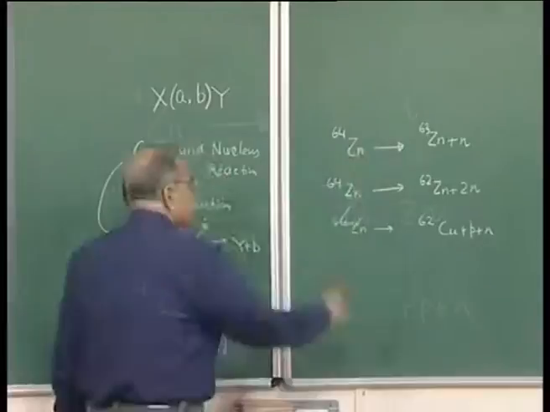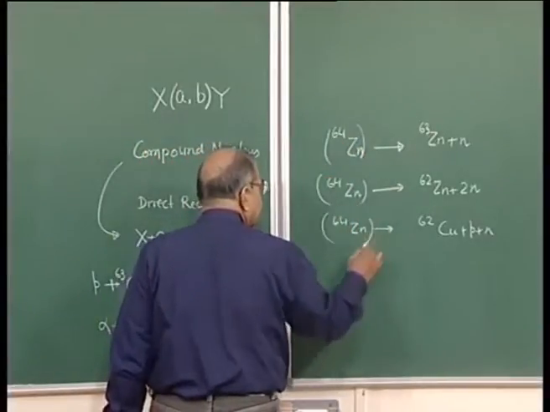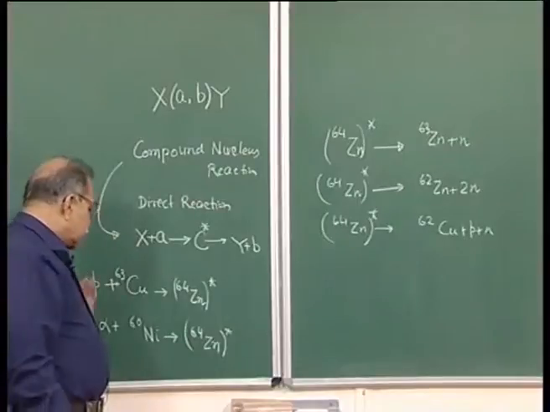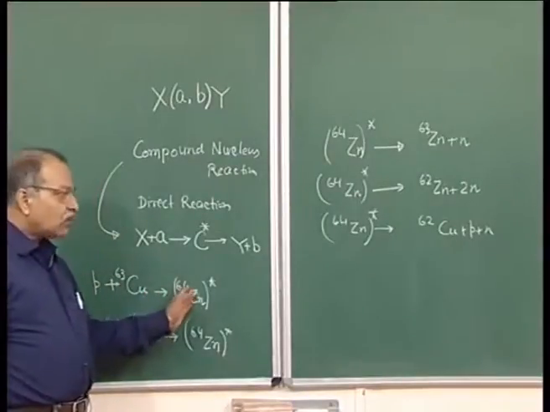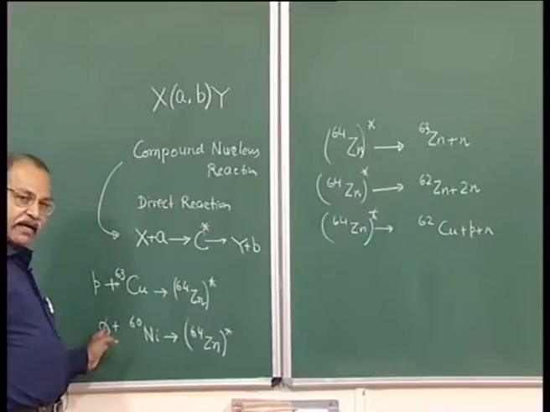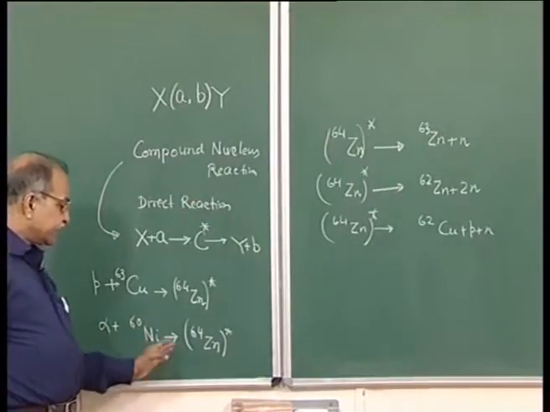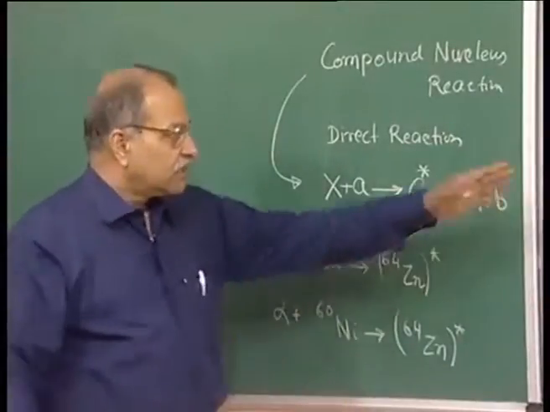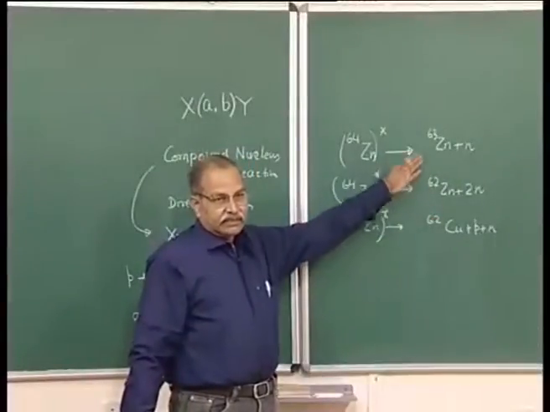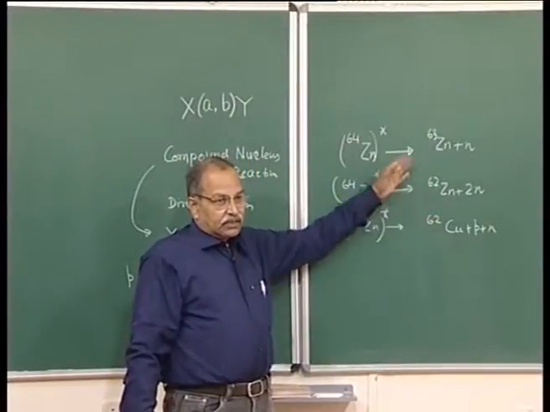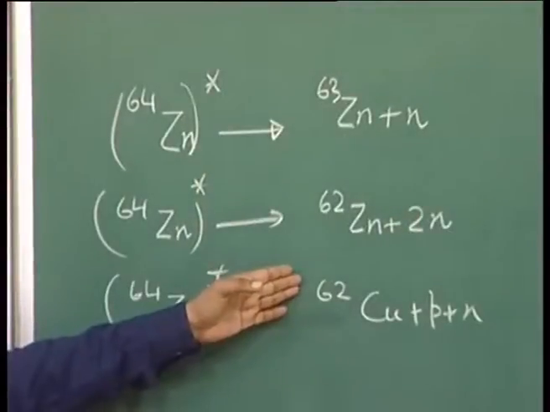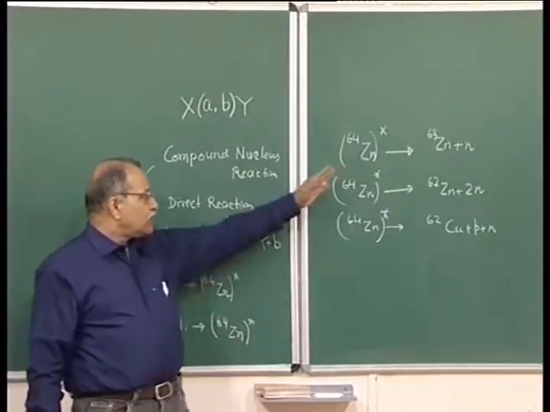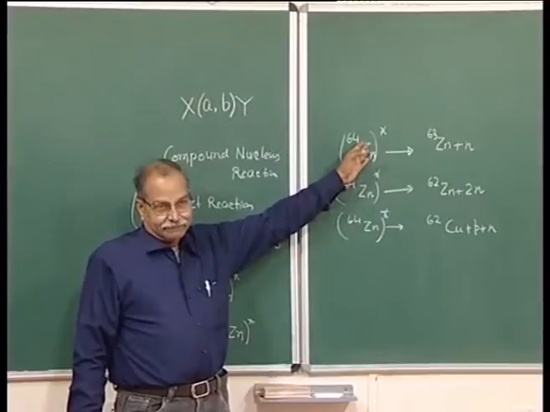So, let us compare that this 64 zinc is formed through this proton reaction, so proton going into this, or it is formed in this alpha particle reaction, where an alpha particle falls on 60 nickel and then it goes here. So, the later part, this zinc going into these channels, should be independent of how it was formed, provided the compound nucleus is formed in the same energy state.